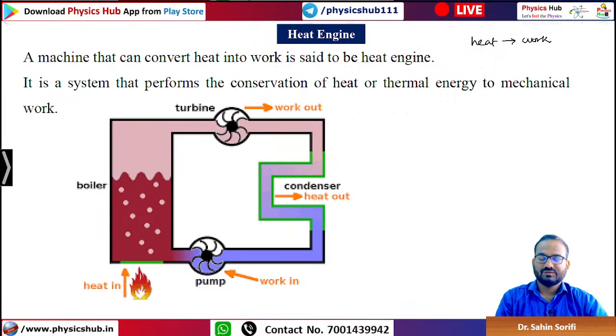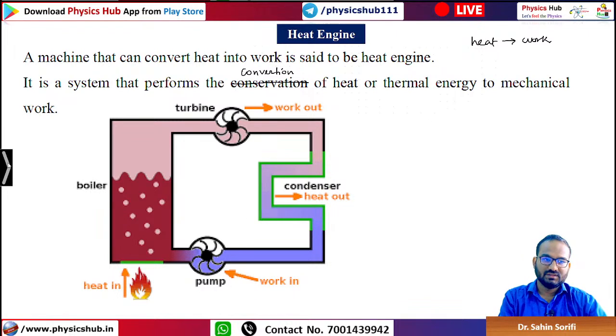In the first law of thermodynamics, we have seen that if you apply some heat to a system, that heat is utilized in two ways. One part of the heat is utilized in doing work. Another part is used to increase the internal energy of the system. So, to convert heat into work, we use a machine that is called a heat engine. It is a system that performs the conversion of heat or thermal energy to mechanical work.